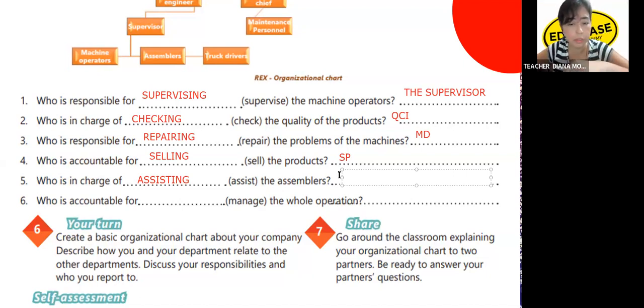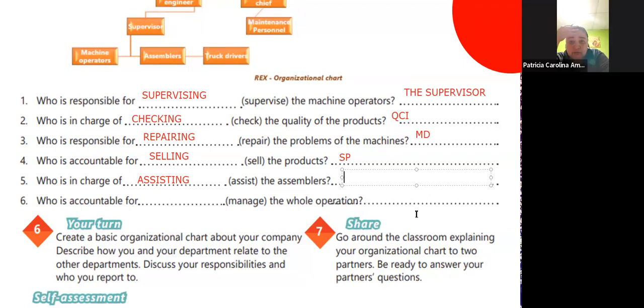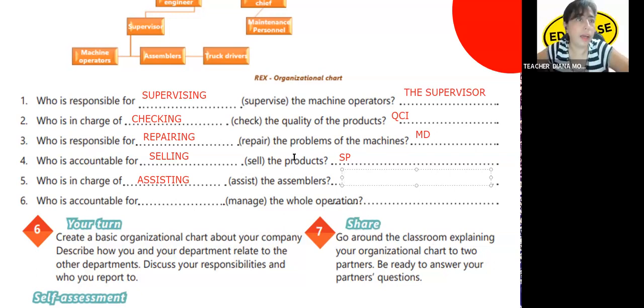The second part? Anybody who wants to help her? Giancarlo wants to help. The assemblers. Okay, we have who is in charge of assisting the assemblers? No, in charge of. The supervisor, you can see there in the chart. Who is in charge of assisting the assemblers? The supervisor.